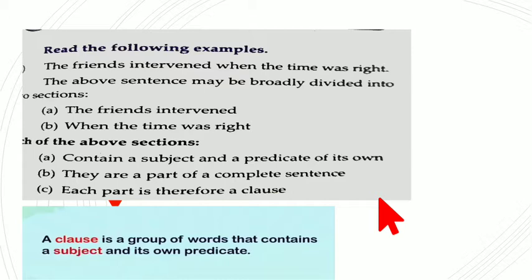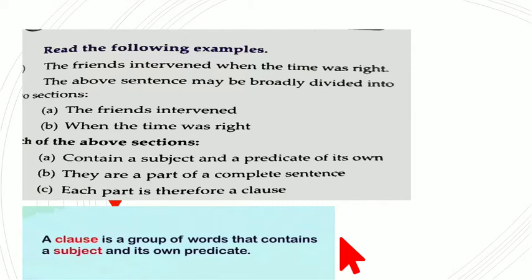That means, what do we understand from this? That a clause is a group of words that contains a subject and its own predicate. Now, if you analyze the two parts of the sentence again, we understand that "the friends intervened" is complete in itself because it has a subject and a predicate also. So a clause is a group of words that contains a subject and predicate of its own.